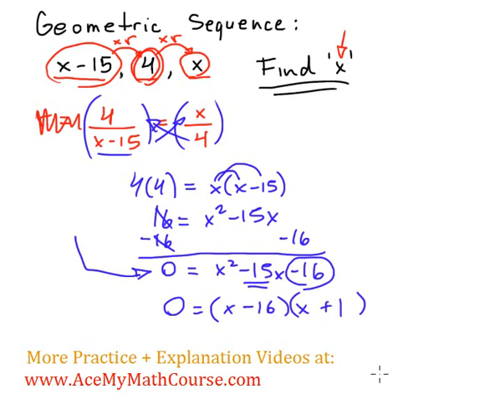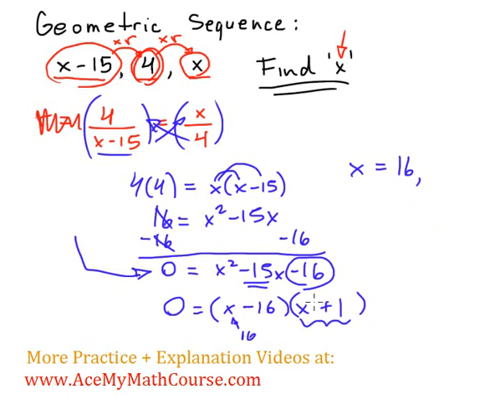Great. So now, what is x equal to? Well, if I plug in a 16 here, I get 16 minus 16 is 0. 0 times anything is 0. That makes the whole thing true. So 16 works. It's one of the answers. And we're going to have two answers.